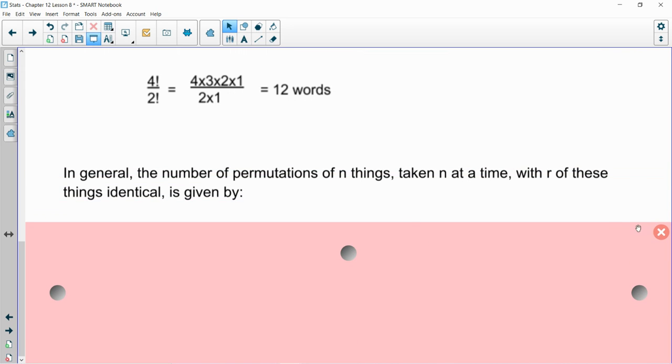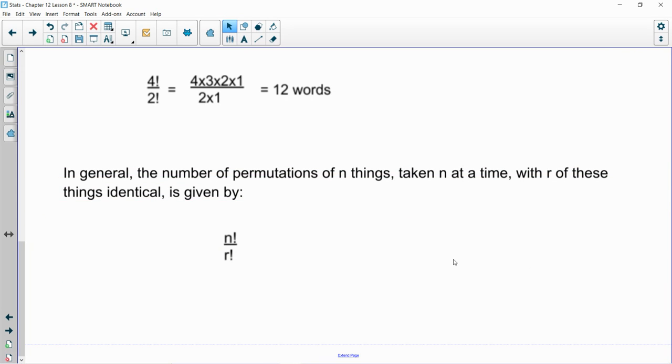So in general, we've got a pattern, folks. Here it is. If we're trying to find the number of permutations of n things, taking n at a time, so we're taking all of them at the same time, but some number of these things are identical, we have n factorial over r factorial. So it's your total over your repetition. And that is the name of the game.